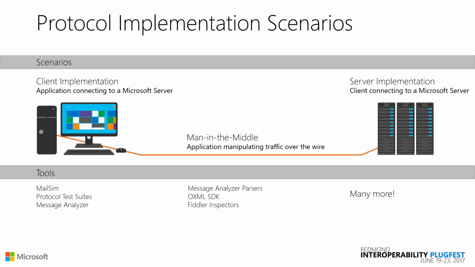MailSim, the first one, is a tool to automatically trigger Outlook as a client to send messages to a mail server. So if you are implementing an Exchange server replacement or want to test your server's performance, you can use this tool. It can send out messages repeatedly and for a long time to hit the server.